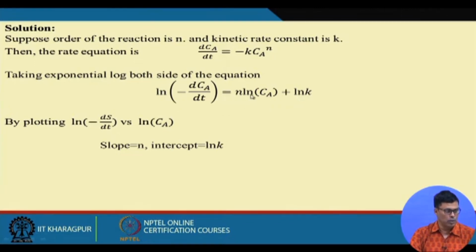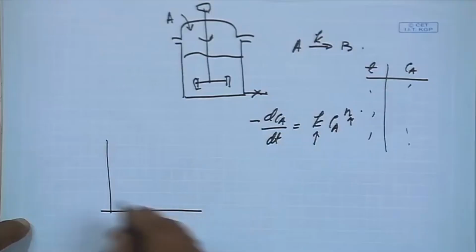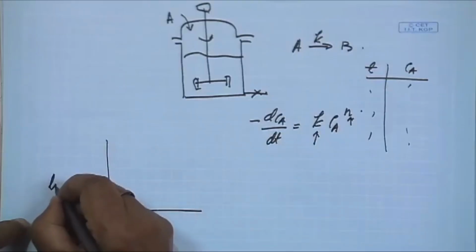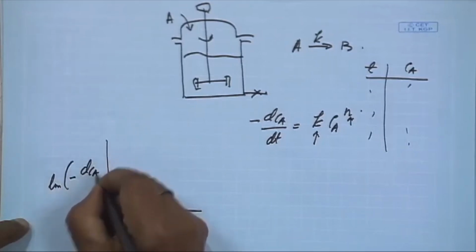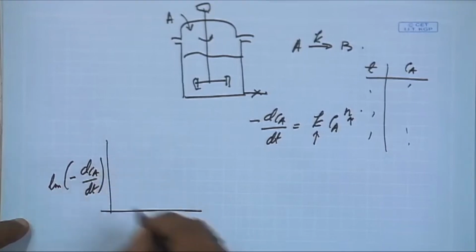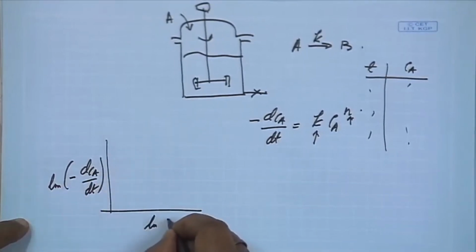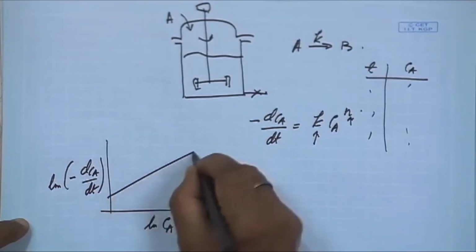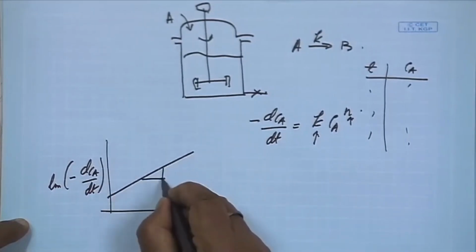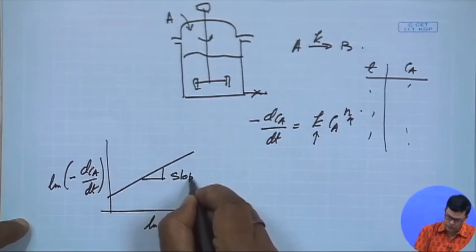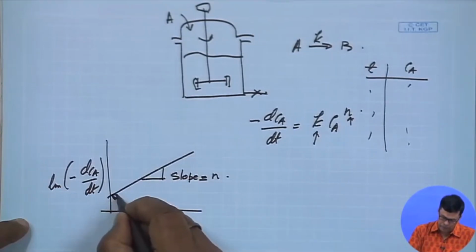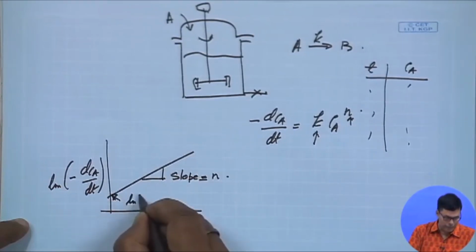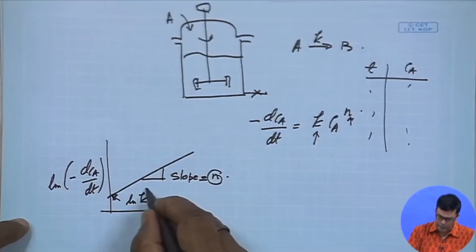And if you plot on log graph paper, now what we can plot, on one axis I can plot ln of minus dCA by dt, and on the other ln Ca. If you do this, you will get a straight line, and the slope will give you the value of n, and the intercept will give you the value of ln K. So you can find out the n and K value.